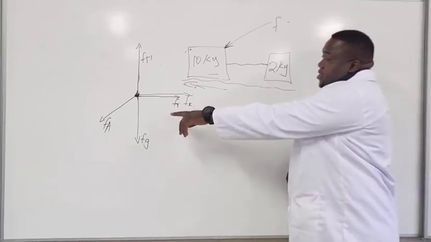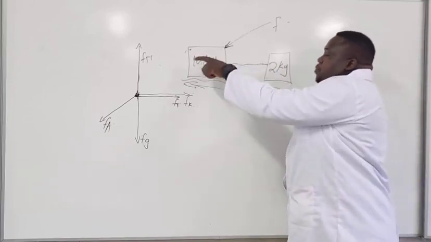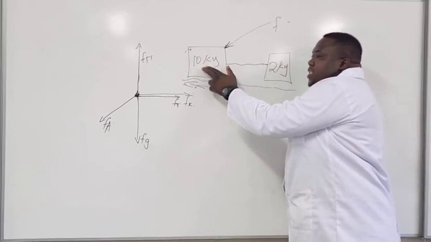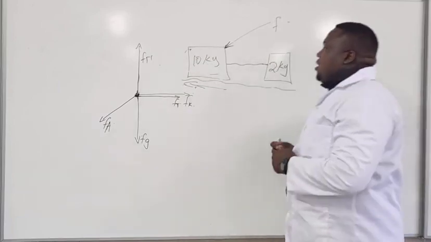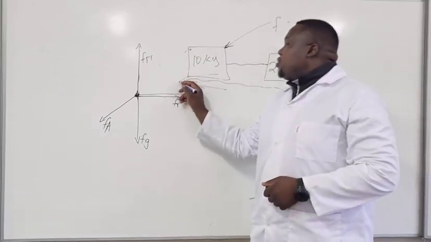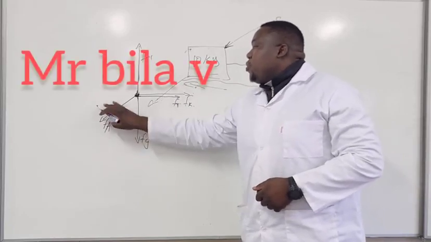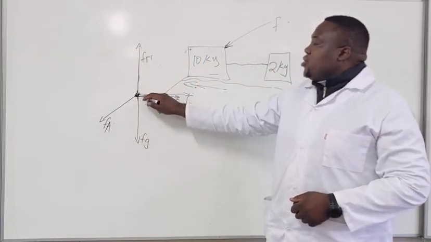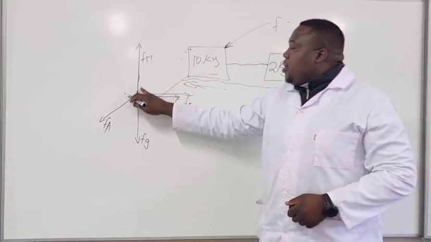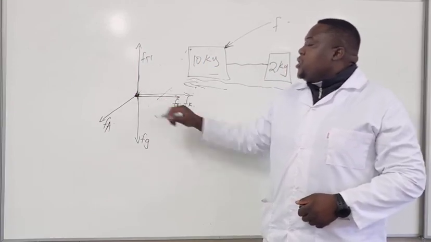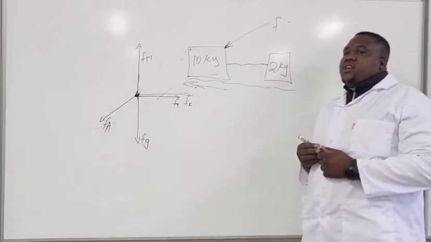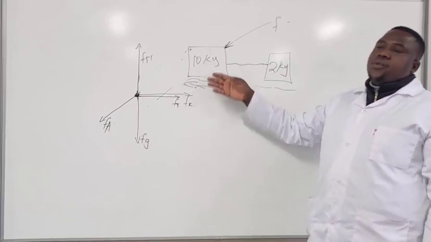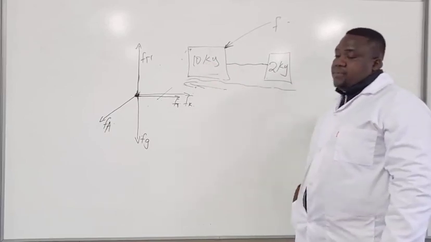So this force is pulling the 10 kg down. It means the force is going to pass through and it moves here. So that's why we represent it like this. We cannot draw it here because we're not allowed to point at the body. So that's how we represent a free body diagram for this one. Understand?